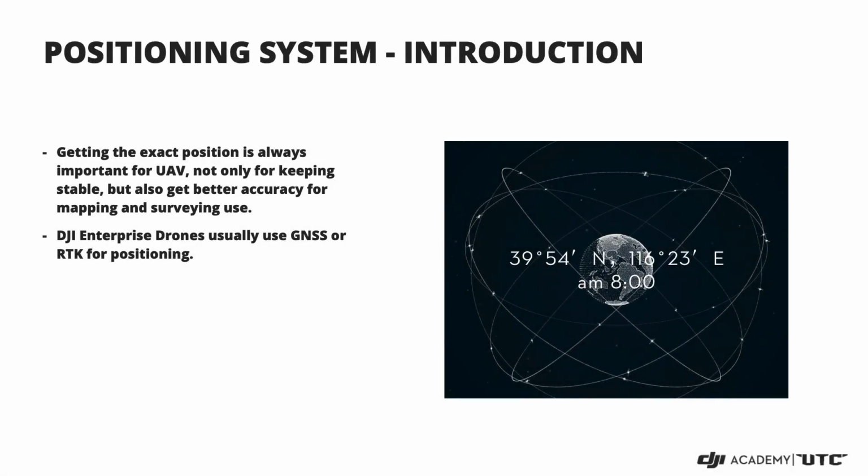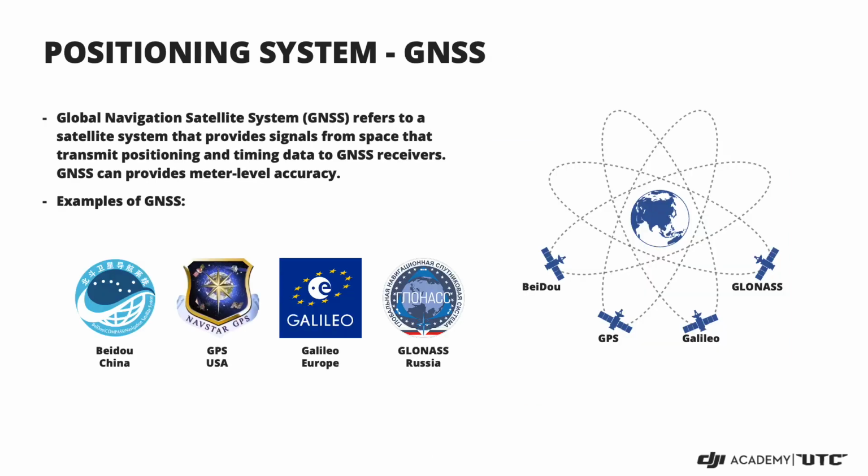Positioning system is essential for UAV, especially centimeter level accuracy for the enterprise application. GNSS refers to all navigation satellite systems around the world. The most famous GNSS nowadays are GPS from USA, Beidou from China, Galileo from EU, and GLONASS from Russia. The latest DJI Enterprise drones support multiple GNSS at the same time to increase the positioning performance.